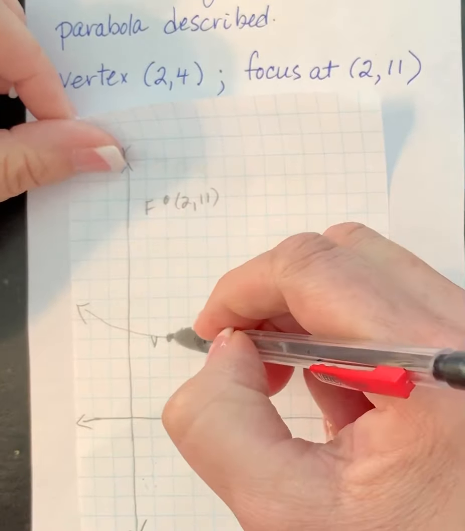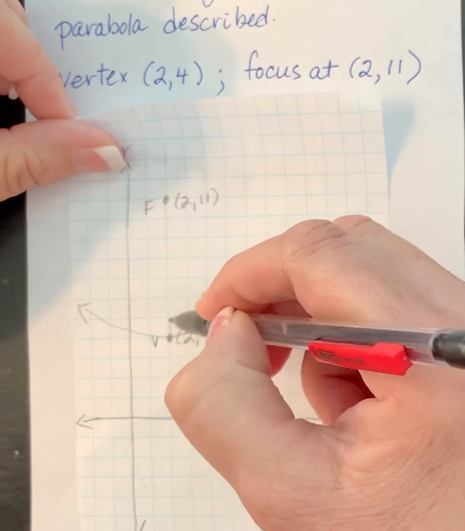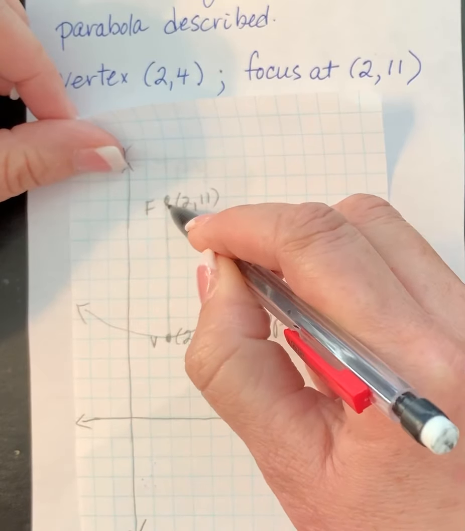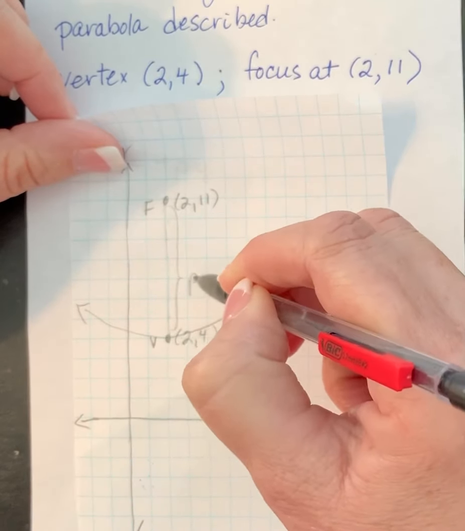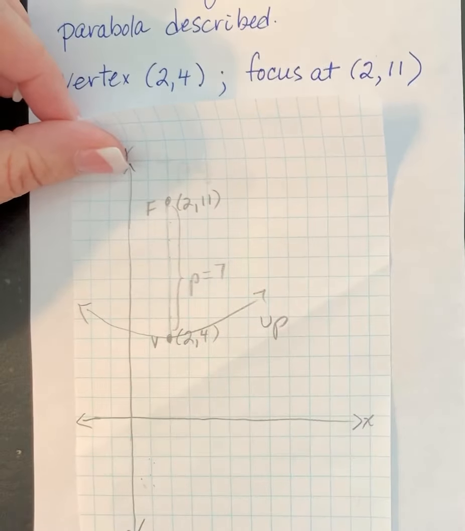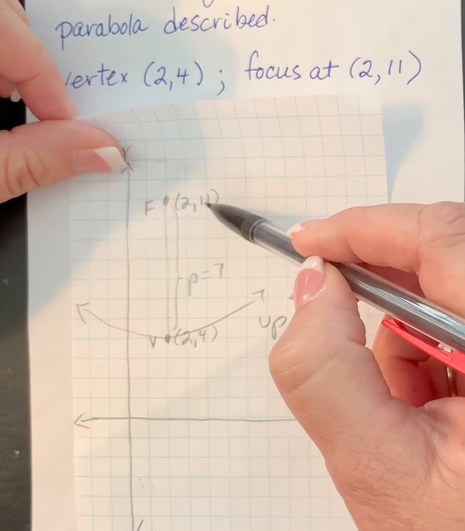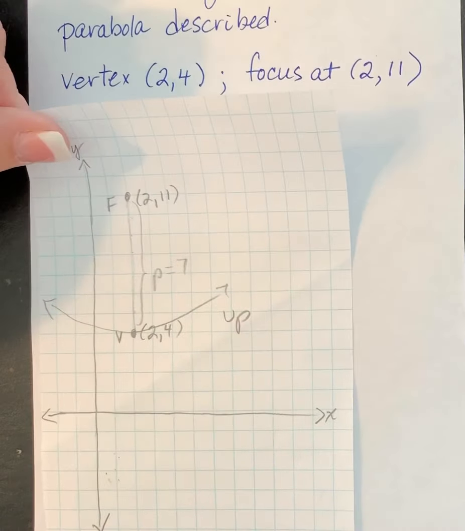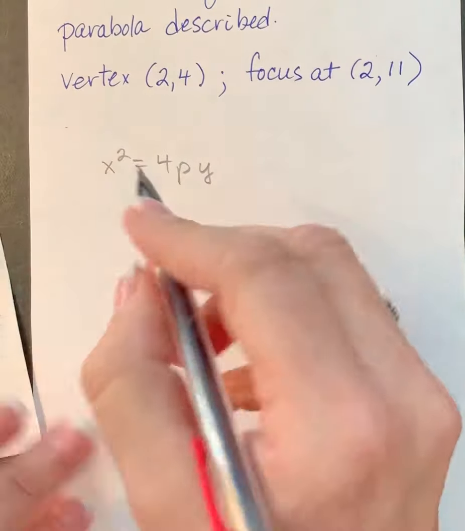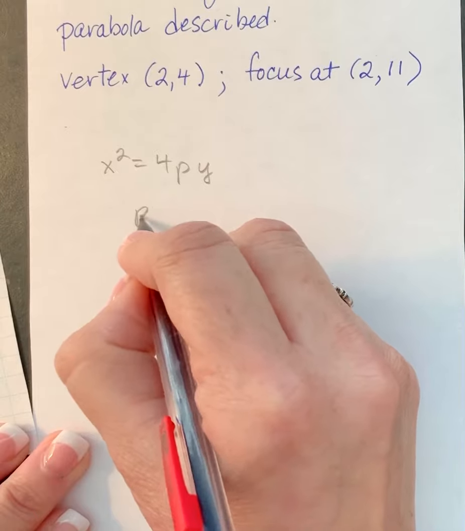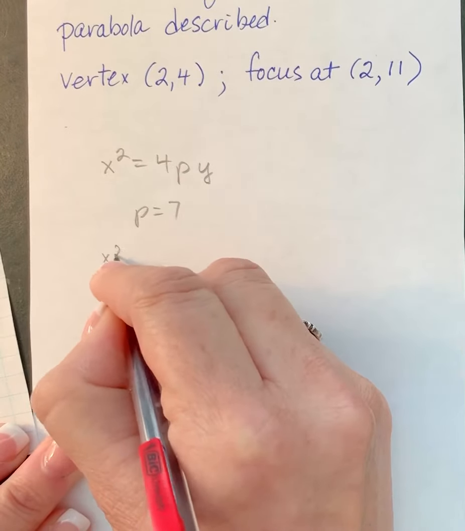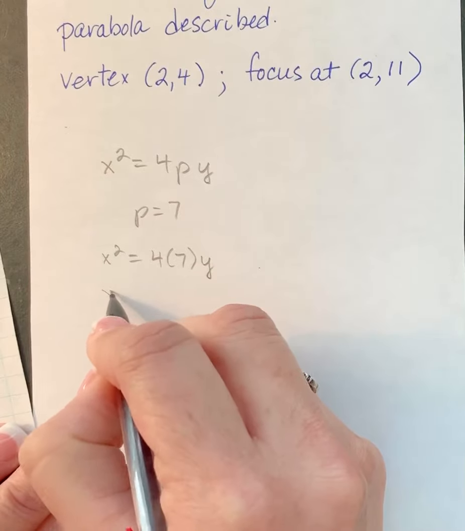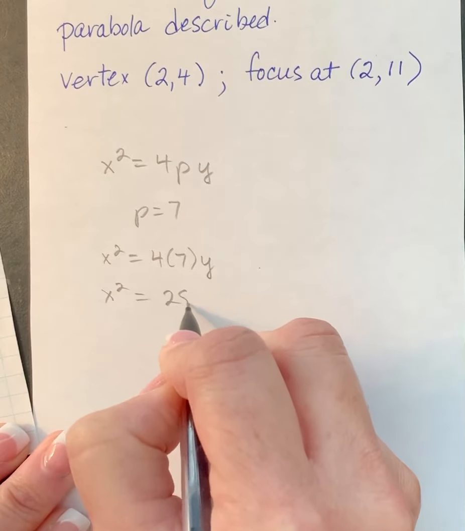And if I count these spaces here from the vertex to the focus, 1, 2, 3, 4, 5, 6, 7, that will give me the value for p. And of course you could just subtract the y coordinates, 11 minus 4, and come up with the 7 also. So then p is equal to 7. So I'd have x squared equals 4 times 7 times y, so that's going to give me 28y.